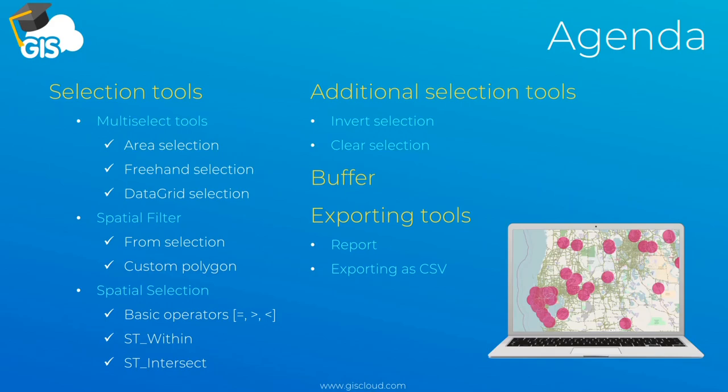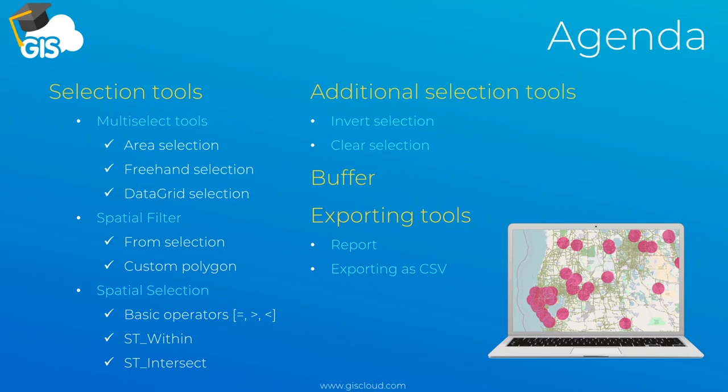So spatial selection is a tool you can use to perform spatial queries. And in this video, we will cover how you can use it to perform queries with the basic operators, but also with the within and the intersect operator. And to make it more interesting, we will show you how you can use it to select features based on date and how you can format your date values so you can actually select them. We will also demonstrate some additional features such as invert selection and clearing selection, as well as how to perform buffers, and in the end we will show you the best ways to export your data.